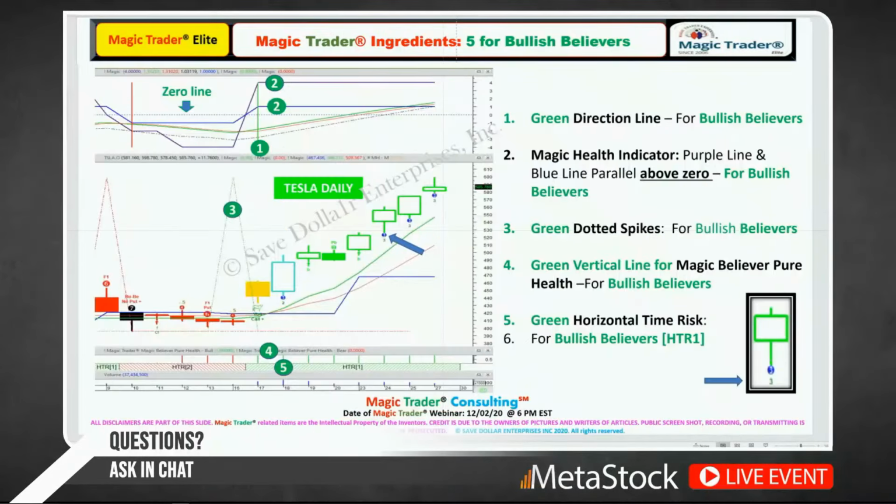Now, everybody can see it here. This is the current Tesla chart, I think from 2 days ago. And I want to go through the steps here. So when you get this software, you're going to see the chart. So how to identify the entries? There are 5 ingredients that you need to identify.